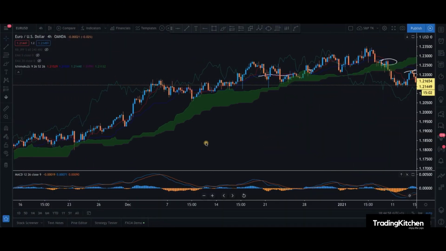Okay, so now let's speak about the lagging line, which is this green line. First of all, what is the lagging line? The lagging line basically represents the price, in this case 26 periods before, 26 periods back in time. So it indicates the evolution of the price in relation to the previous price action.